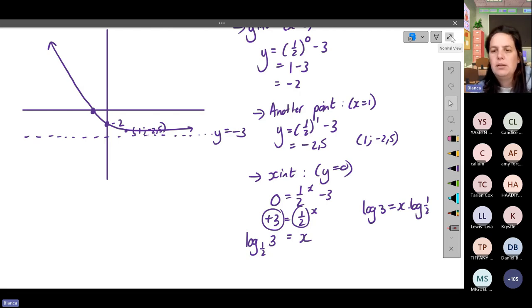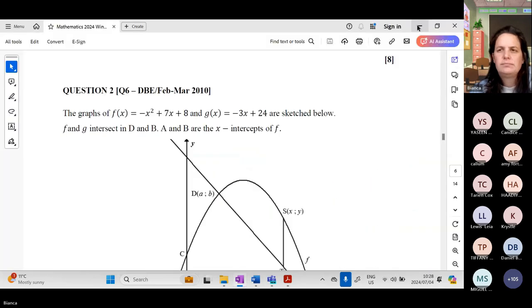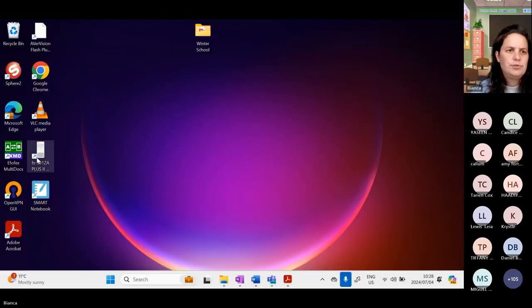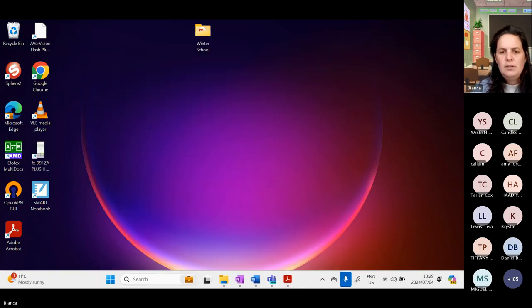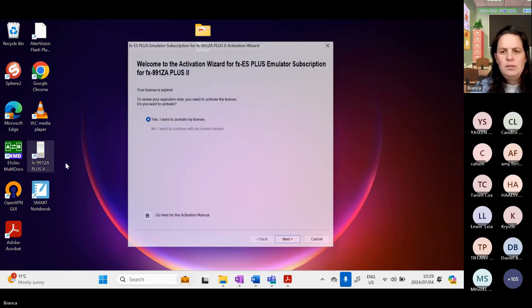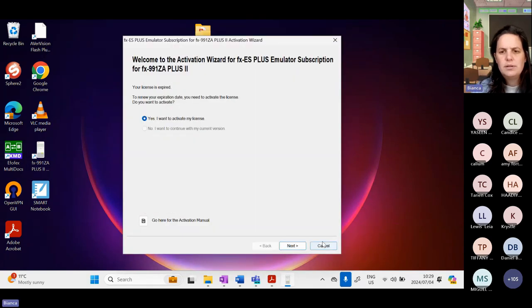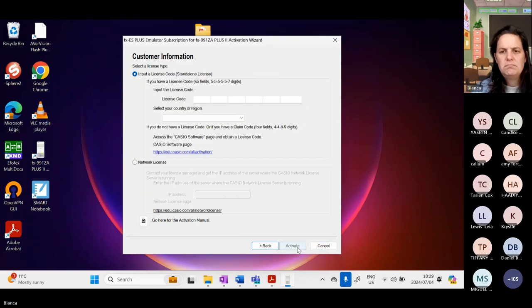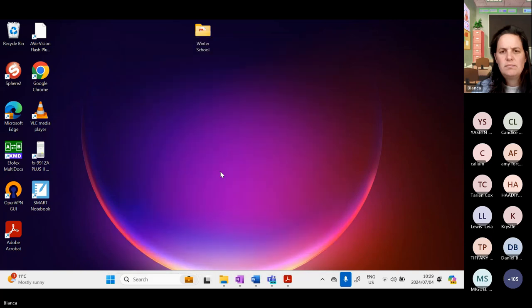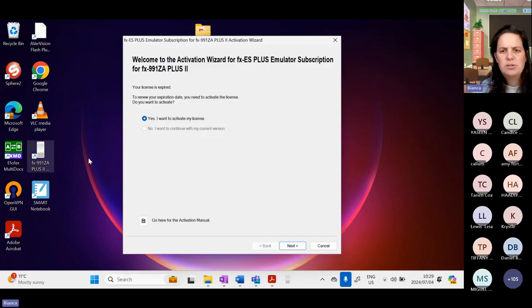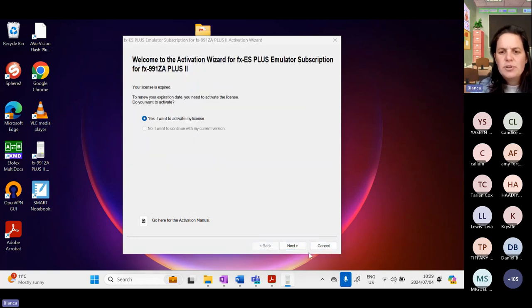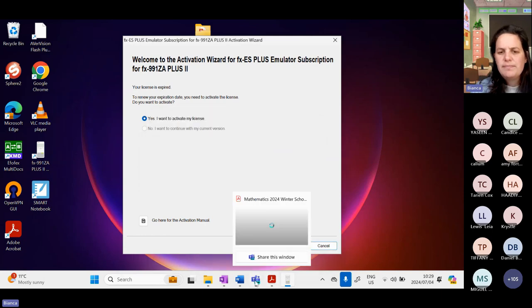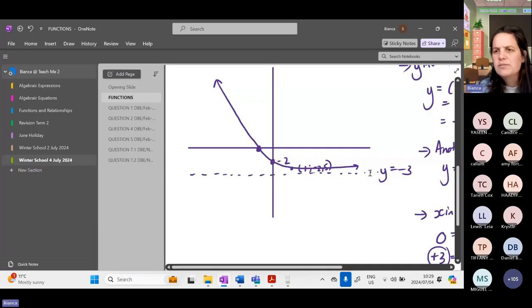So now your calculator has two log buttons. Okay, but on your calculator, there are two log buttons. So you're going to use the one with two little blocks. I'm not going to be able to show you on my calculator, but it's fine.